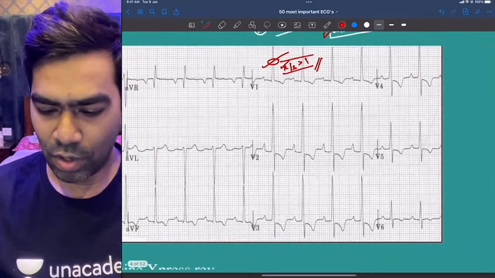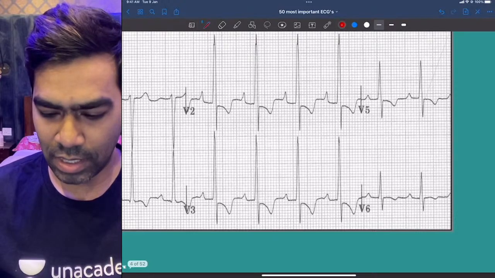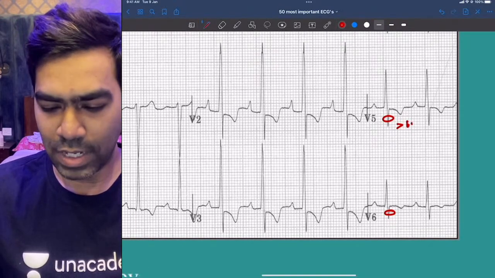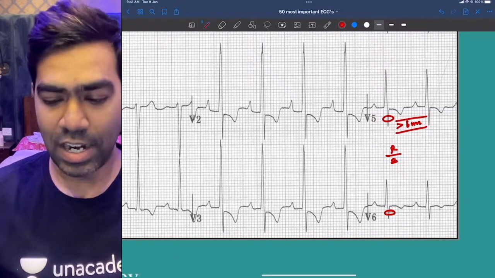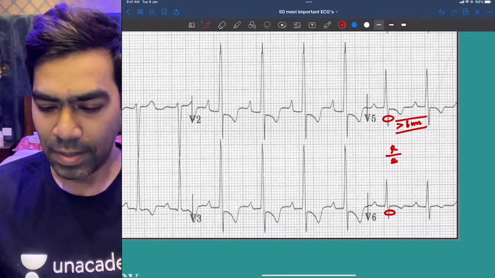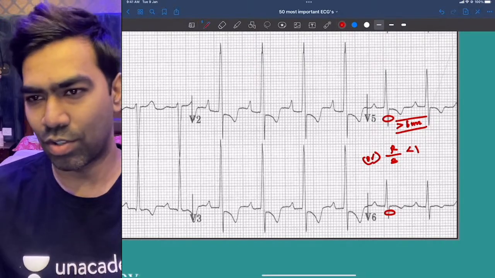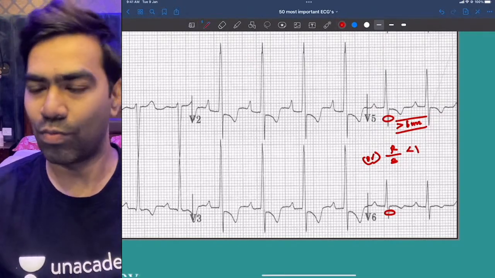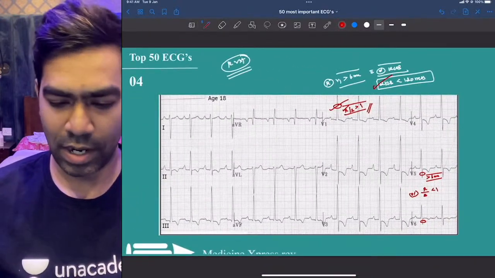Apart from that, you can also look at the S wave height in V5 or V6. If it is more than 6 millimeter, or if the RS ratio in V5 or V6 is less than 1, then that is also very much suggestive of right ventricular hypertrophy, but this should happen in the absence of a wide QRS. Then you can diagnose it as right ventricular hypertrophy.